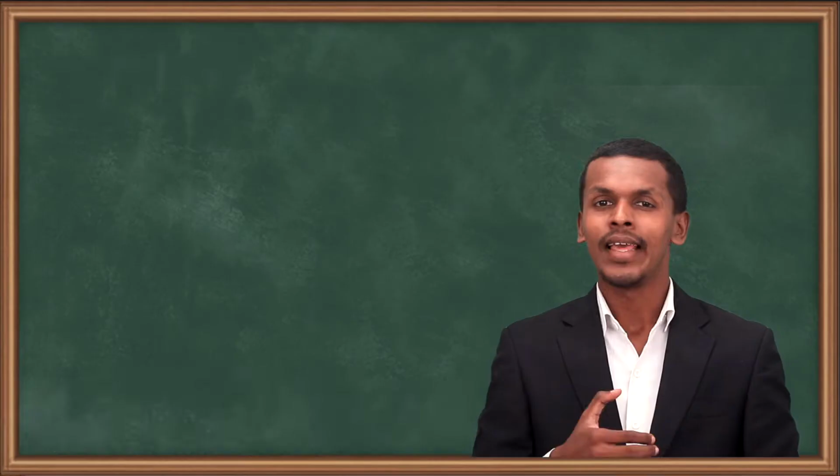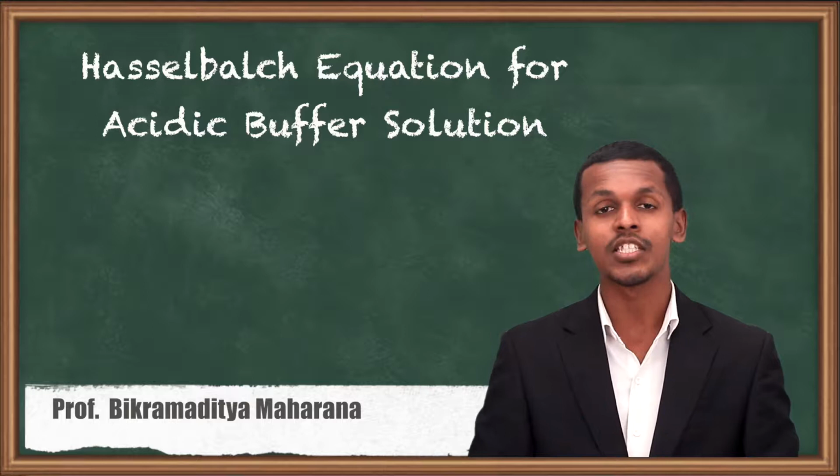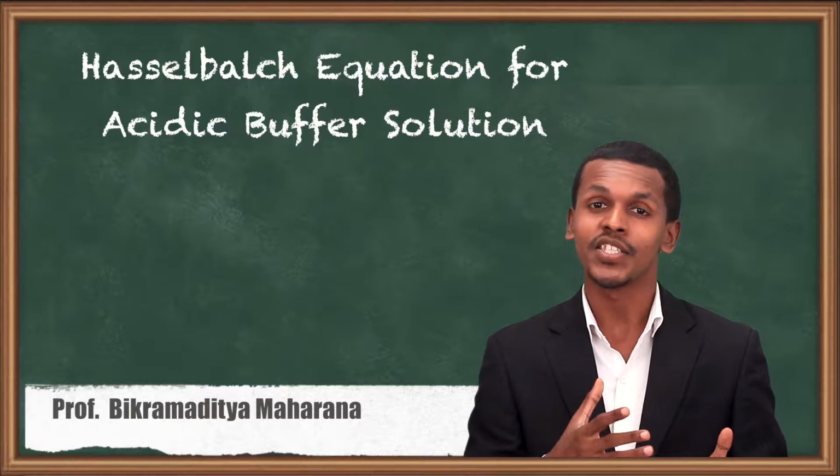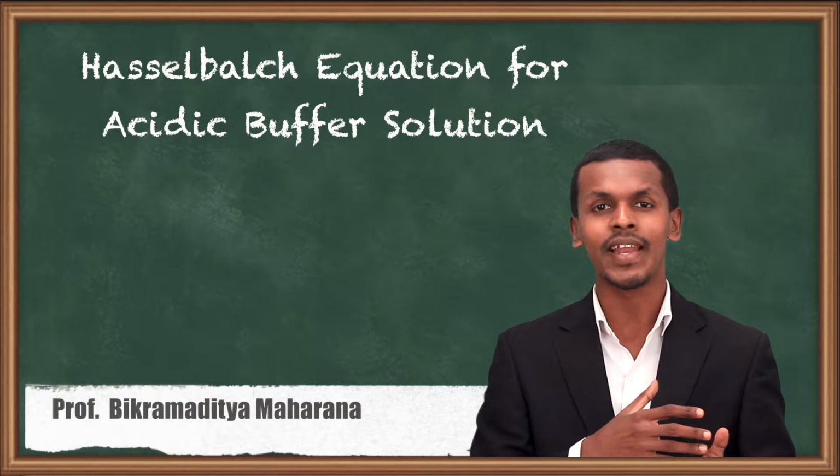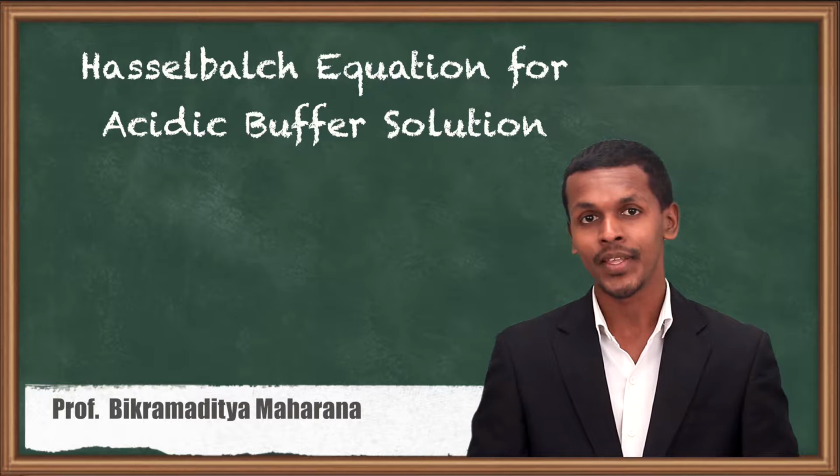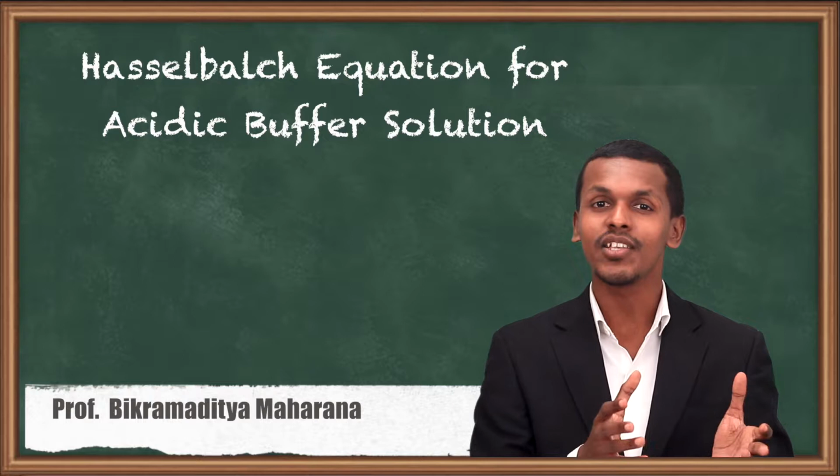Hello friends, in the previous lecture we got to know the mechanism of an acidic buffer solution as well as the mechanism of a basic buffer solution, and how they resist the change in their pH values. Now, the acidic buffer solution as well as the basic buffer solution will have a certain pH value that can't be changed even by adding a strong base or a strong acid. So what is the actual pH value of that particular acidic buffer solution? Let us talk about it in this lecture.